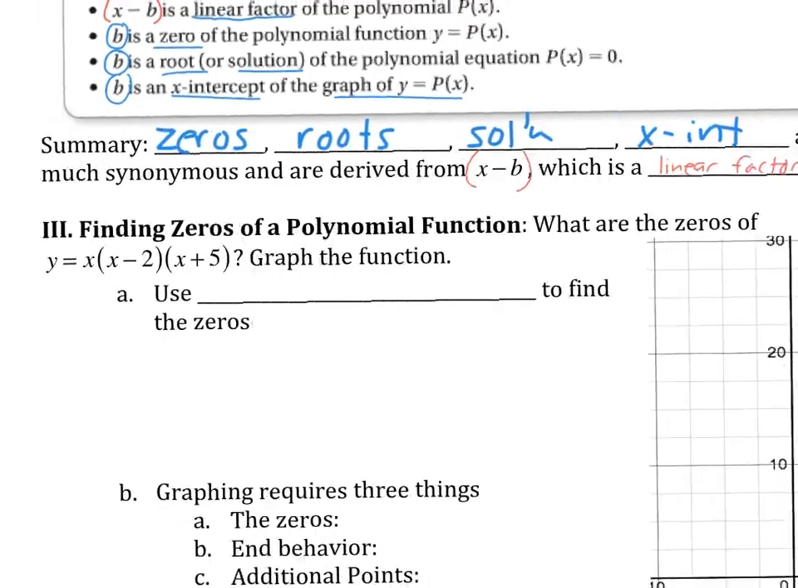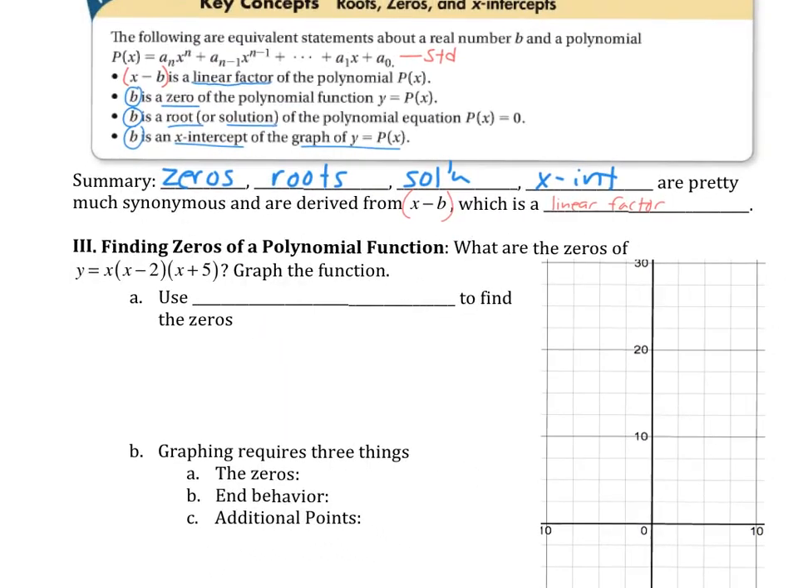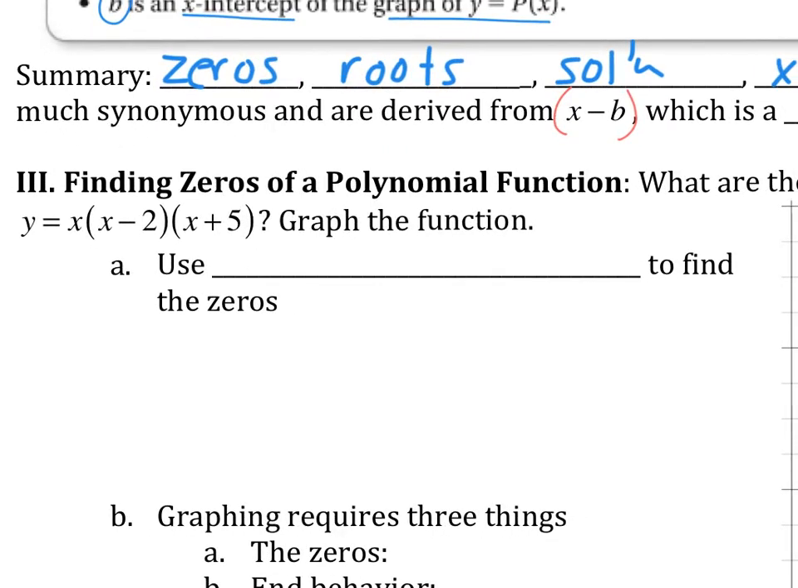In this first question, we're going to be finding the zeros of a polynomial function. So that's what part A says. What are the zeros of y equals x times x minus 2 times x plus 5? And then we're going to graph the function. So part A, we're going to find the zeros. Part B, we're going to graph it. Well, how do we find the zeros? If we review yesterday's review, we're going to use this magical property, the zero product property.